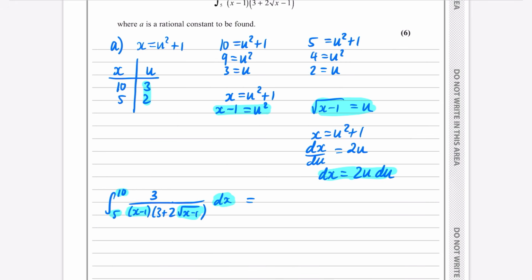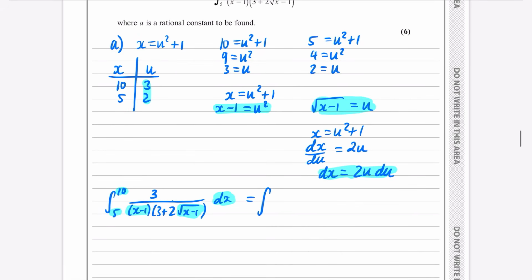So I am going to change the limits. Instead of 10 and 5, it is 3 and 2. The 3 will stay there. The x minus 1 is u squared. We then have 3 plus 2u. And then dx is 2u du.